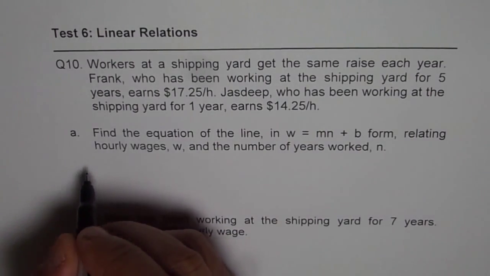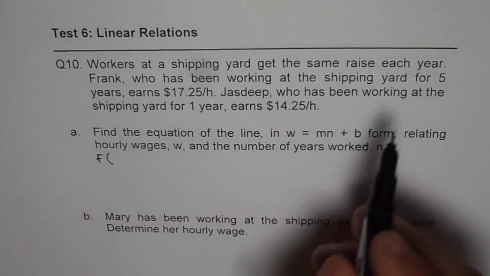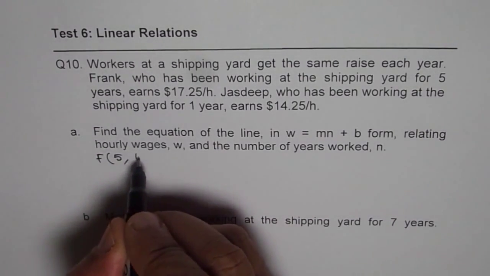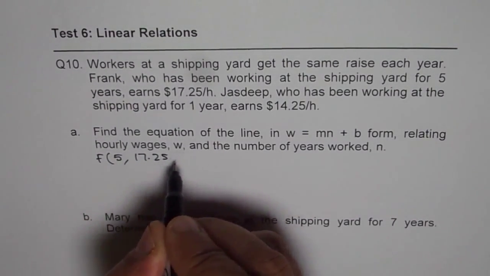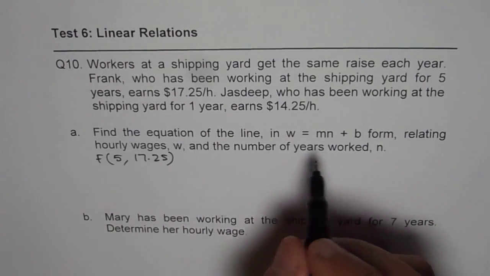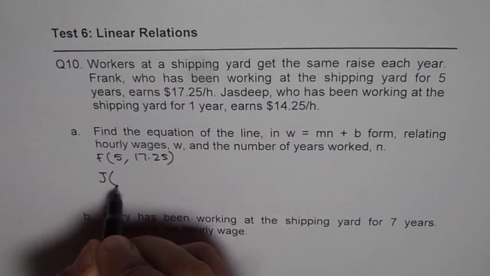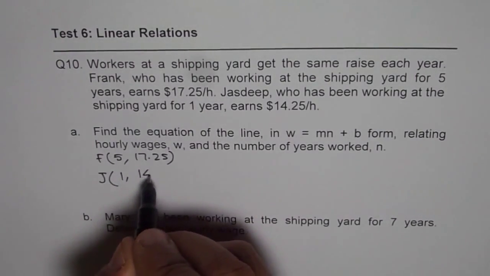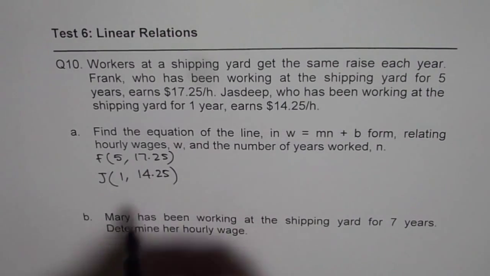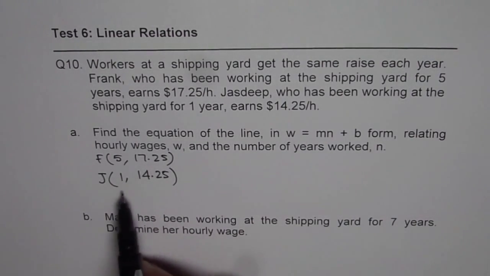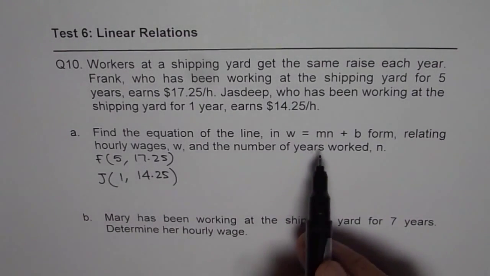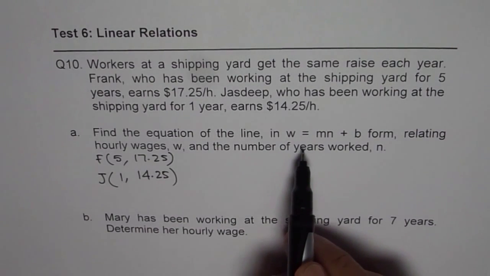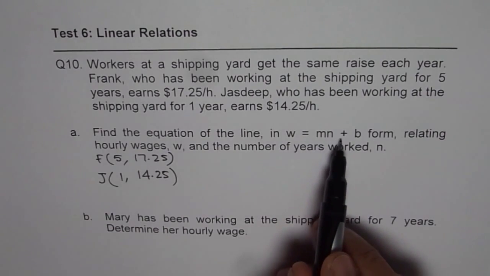Now for Frank, we are given that for 5 years, the wages are 17.25 per hour. And we also know for Jasdeep, the number of years is 1 and the wages are 14.25. So with the help of these two parameters, we can find the equation relating wages with number of years worked. So the relation is y equals mn plus b.